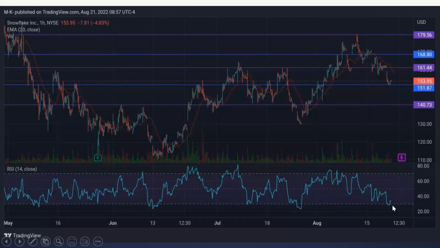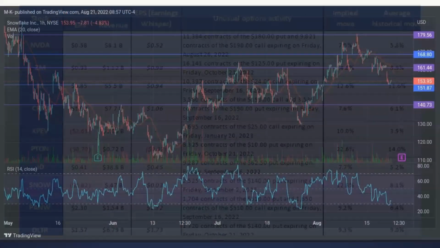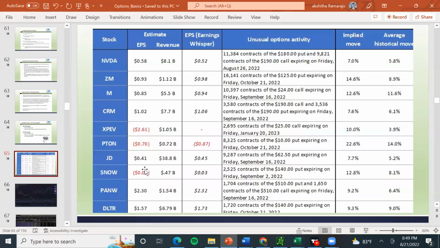Your RSI is very low. It is oversold, and your volumes are increasing. So again, if you go back, for Snow the estimate is 0.02, but as per Earnings Whisper, which is one of the top companies for these earning calls, they are predicting 0.03. So there are a lot of positive indicators for Snow.